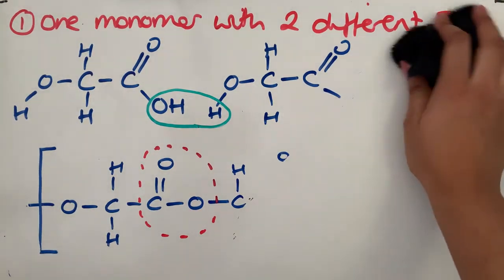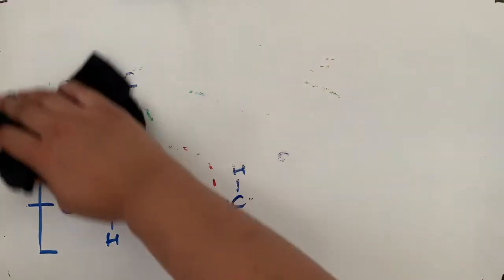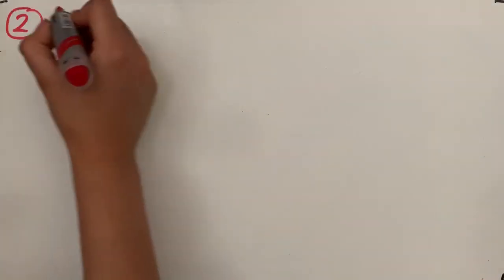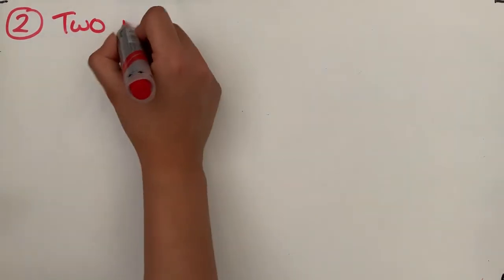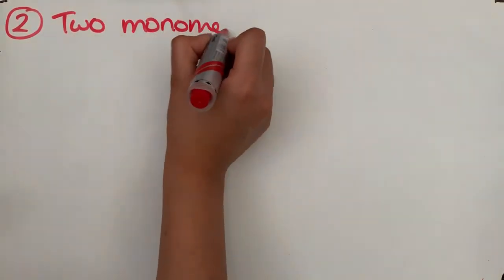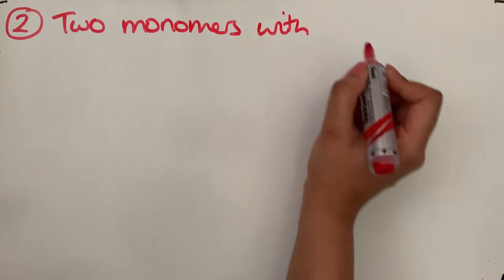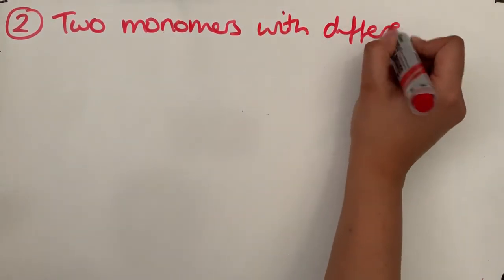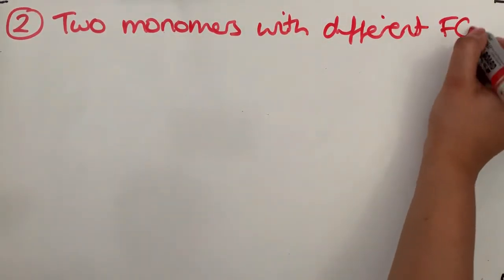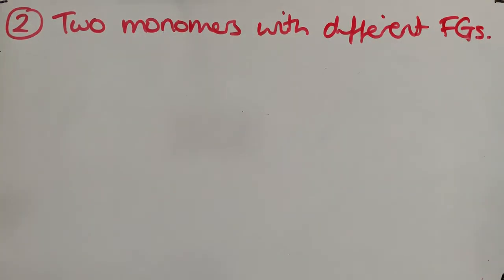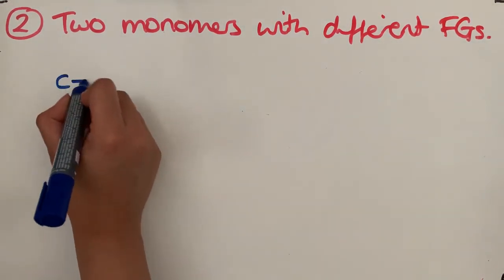Or what we can do is use two different monomers, each with one type of functional group in it. So, second method. What I mean by that is obviously we need to have an alcohol, we need to have a carboxylic acid. We are now going to use two different types of monomers.